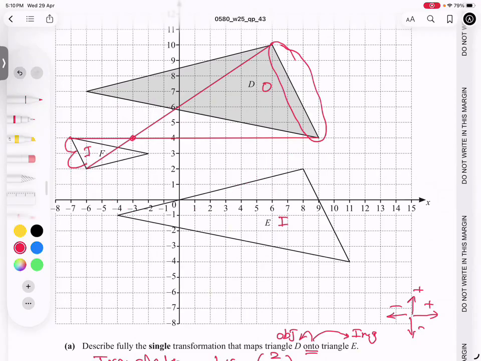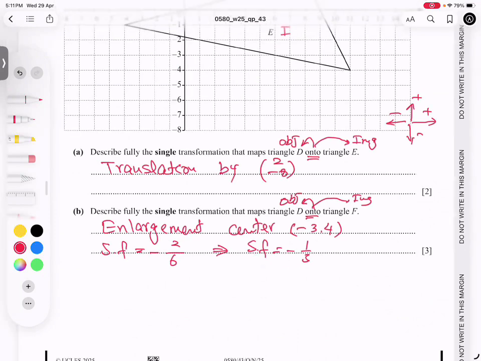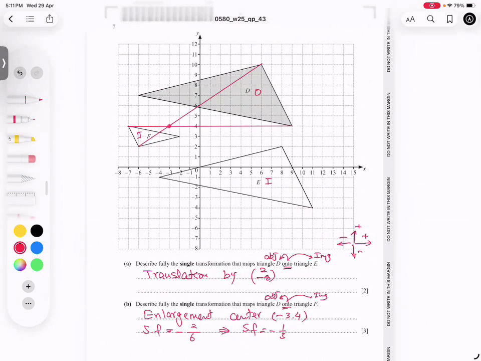On the image side, this is 2 boxes, 1, 2. On the other side, I can count: this is 2 boxes and 1, 2, 3, 4, 5, 6. So you can say 2 over 6. So image over object is 2 over 6, so -2 over 6, or finally I can write scale factor is equal to -1 over 3. And I hope the concept of the question is clear and this page is completely over. Let's go for the next page.